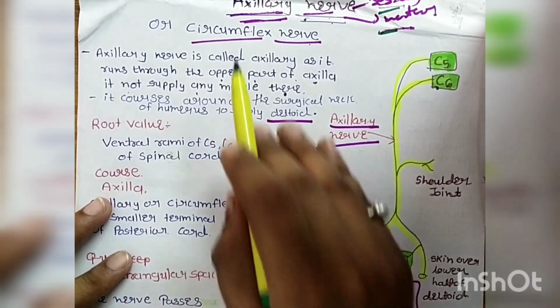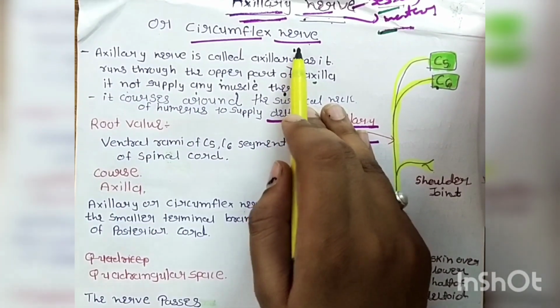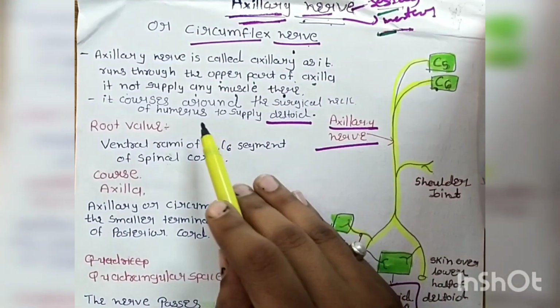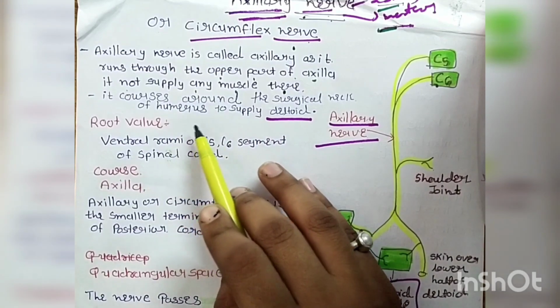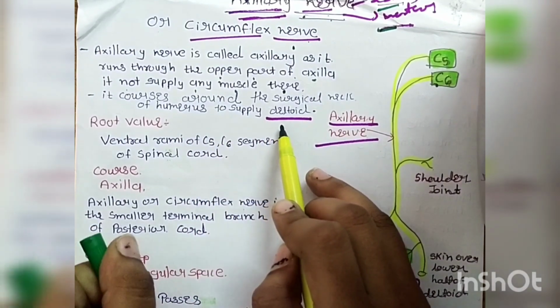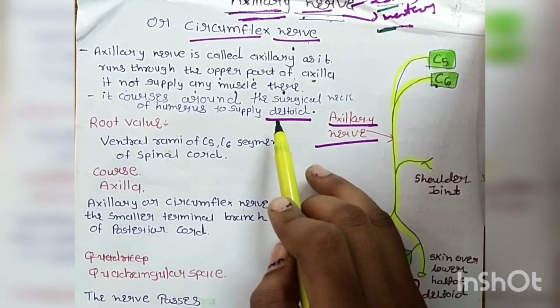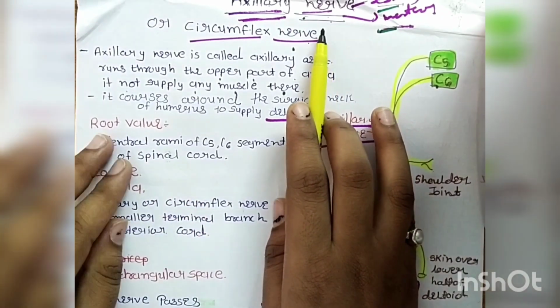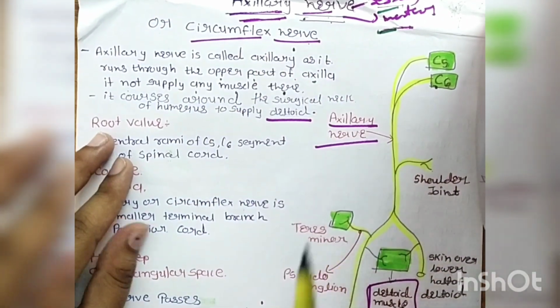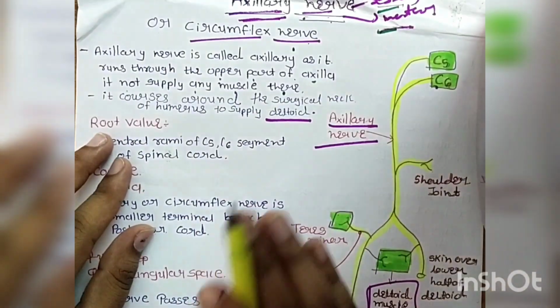And the other name is circumflex nerve. So why is it called circumflex? Just because it courses around the surgical neck of the humerus to supply the deltoid muscle. Basically the axillary nerve supplies two muscles. The first one is the deltoid and the second one is the teres minor.